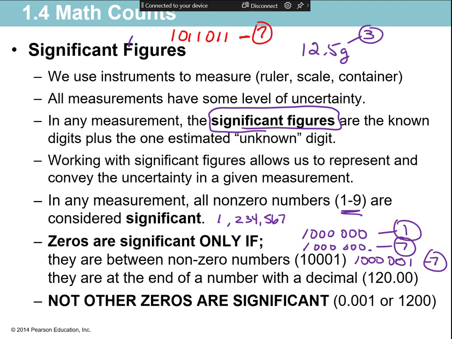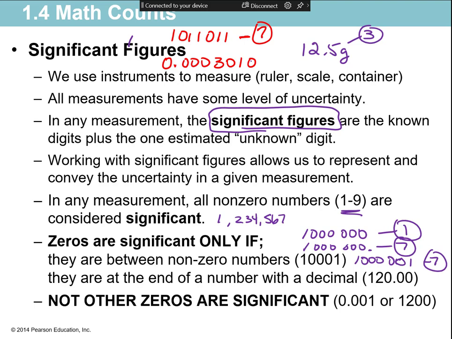But those zeros in between, those are significant. Any zeros in between non-zero numbers, those are significant. Any zeros at the end of a number that has a decimal, that is significant. So in fact, if I have 0.000310, how many significant figures in this?